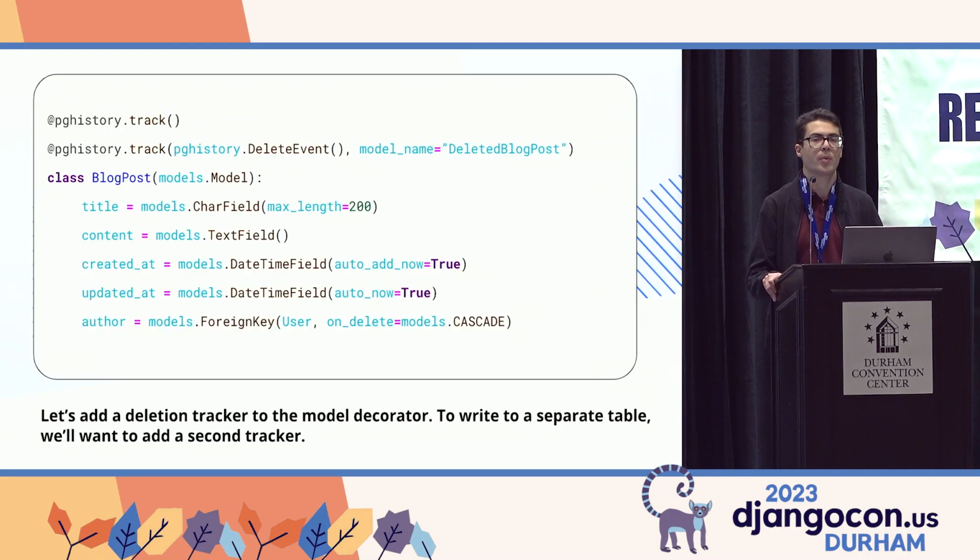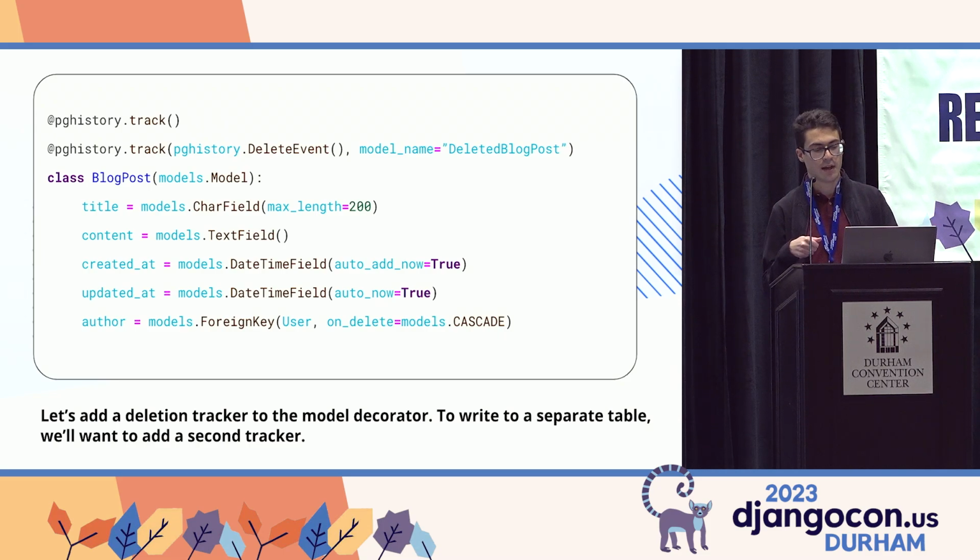So now here, what we're going to do is add a second tracker, because we want to store this in a separate table. We can just add a second tracker here for a deletion event, and we'll specify the model name is just deleted blog post. And so now whenever this blog post is deleted, we're just going to store the deleted instance in deleted blog post. And this will solve all the problems around cascading deletes both ways.